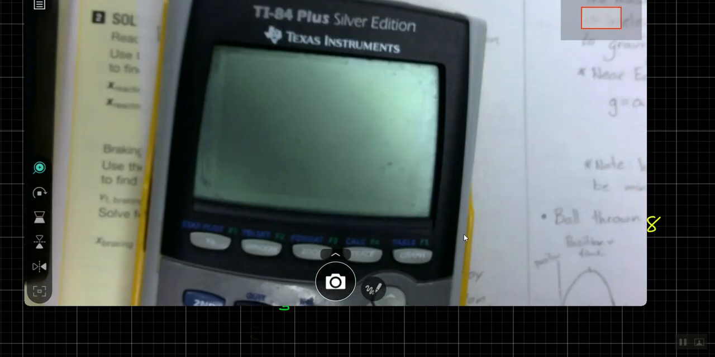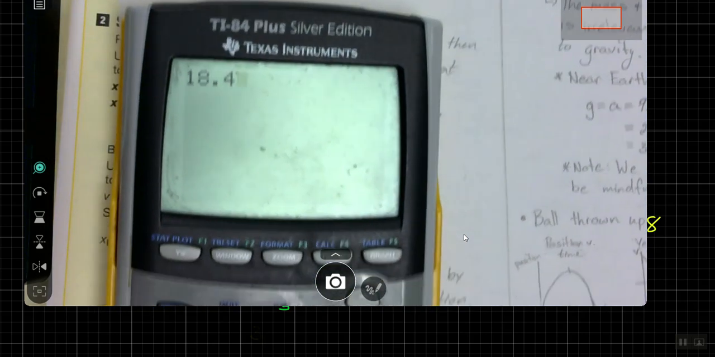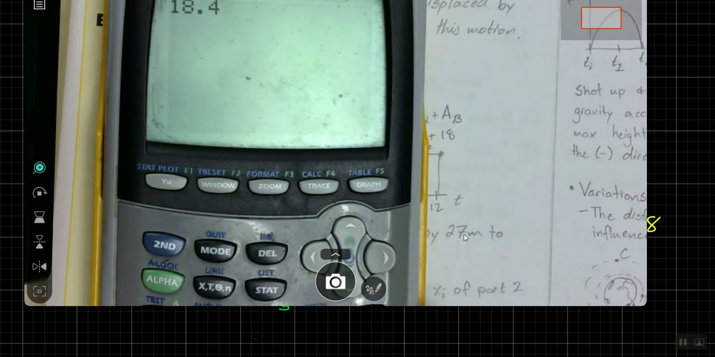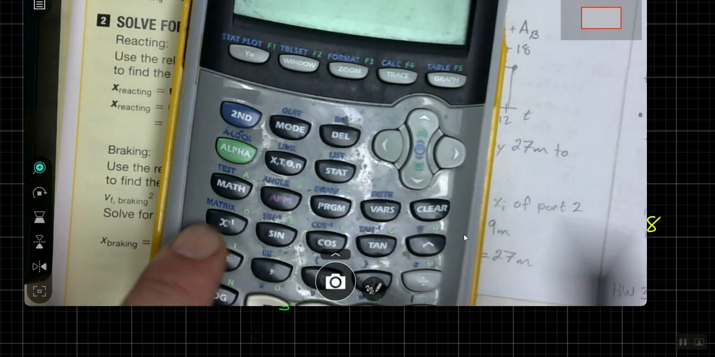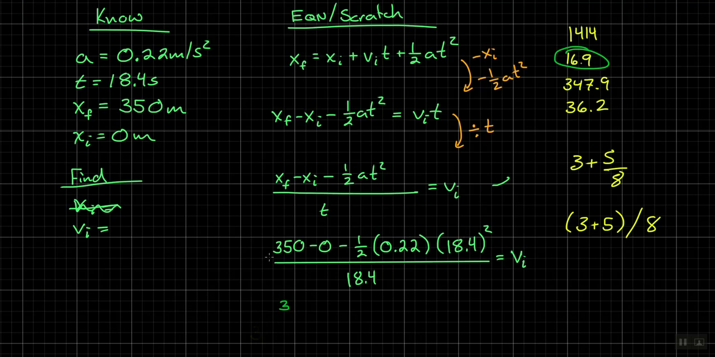Pro tip for you. To square a number, there's two ways to do this. If I need 18.4 squared, I just type in 18.4. To square it, you can use the caret to get to the exponent and then put in a 2. Or alternatively, you can also just use this lovely button that says square or x squared, and it will do it. In the numerator, when you do 350 minus 0.5, just the top, what do you get? I'm going to verify that you get what you get. 312.7584 is what we're after.